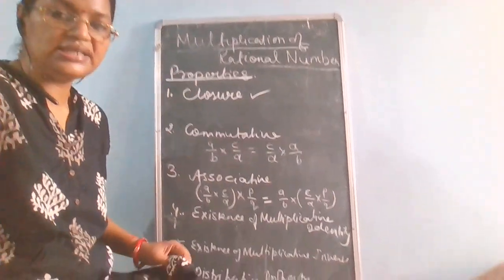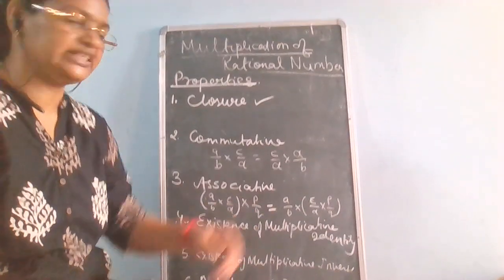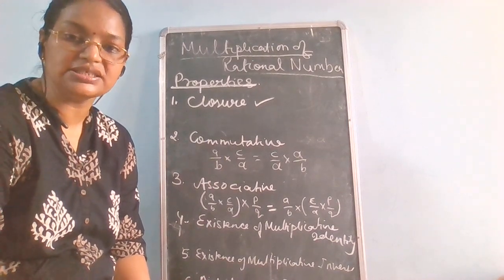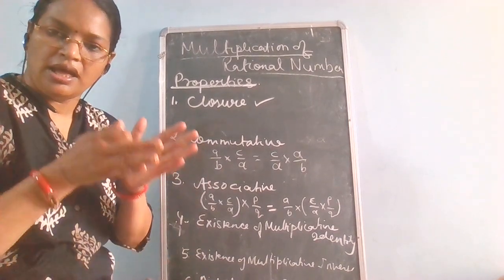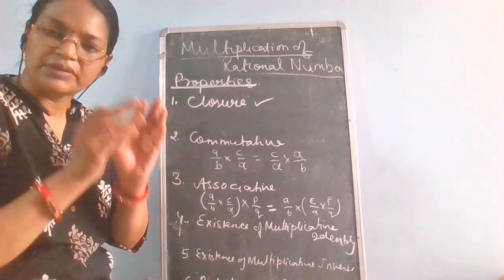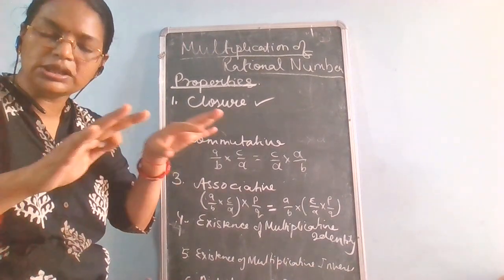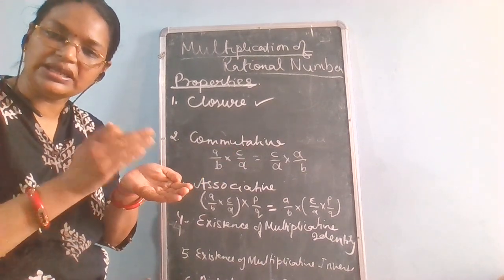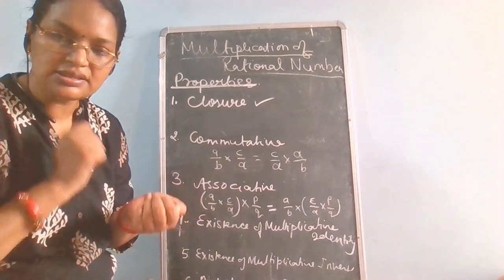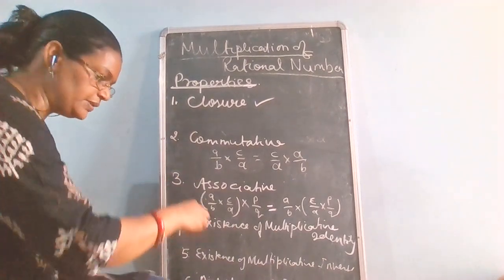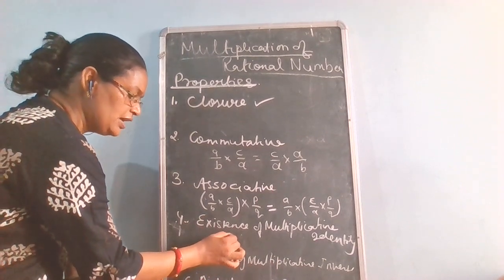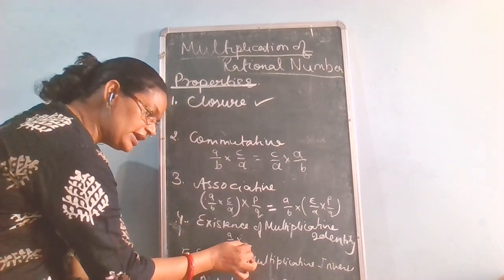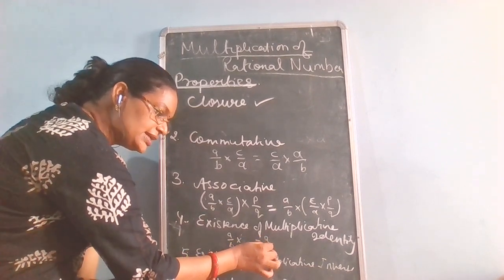Now the next one is existence of multiplicative identity. Existence of multiplicative identity, children. What do you mean by the existence of multiplicative identity? Some number exists in all the group which is such that when we multiply with any rational number, we get the same rational number. For example, if I have to multiply a by b, then what is the number I should multiply in a by b so that I get a by b?